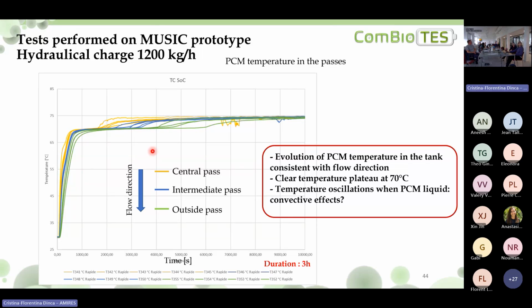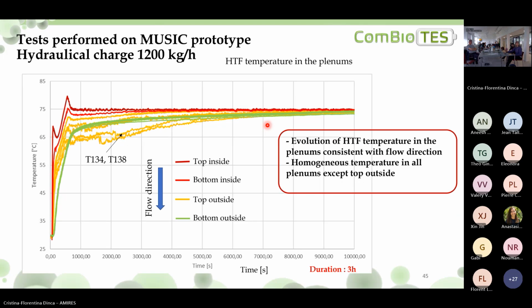You can see that the evolution of PCM temperature in the tank is consistent with the flow direction. We observe a clear temperature plateau at 70 degrees, which is the PCM melting temperature. At the end of the charge, we observe temperature oscillations when the PCM is liquid, which could be due to convective effects, because the PCM is liquid. We have to work on that. Also here, I present the evolution of the temperature of the heat transfer fluid in the plenums.